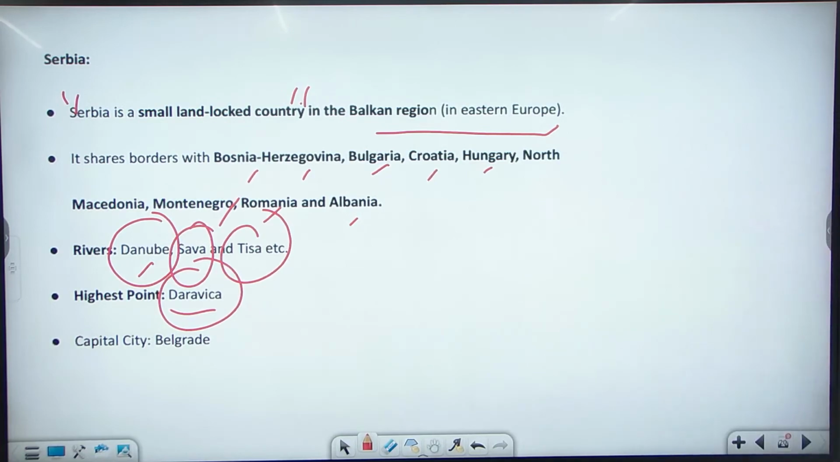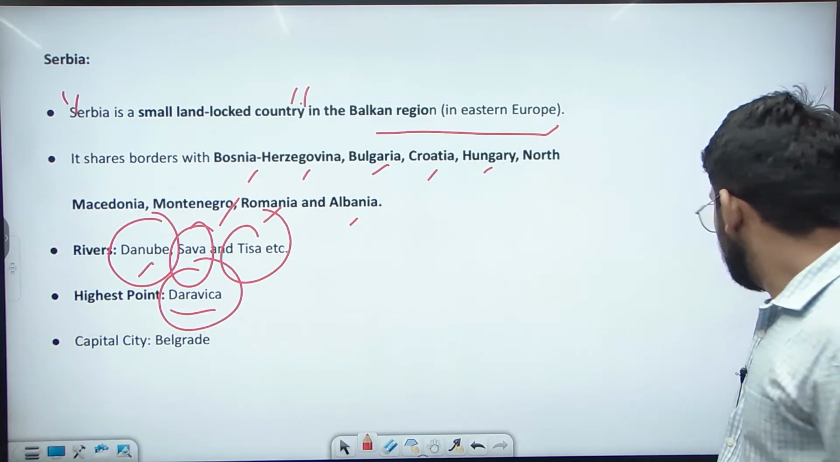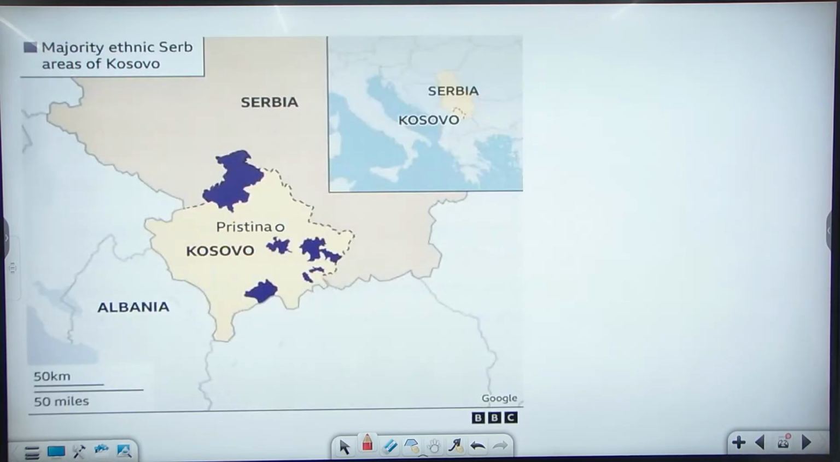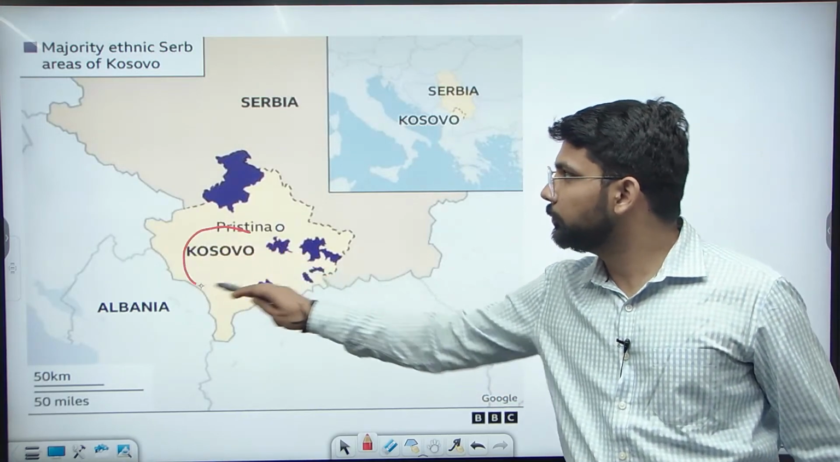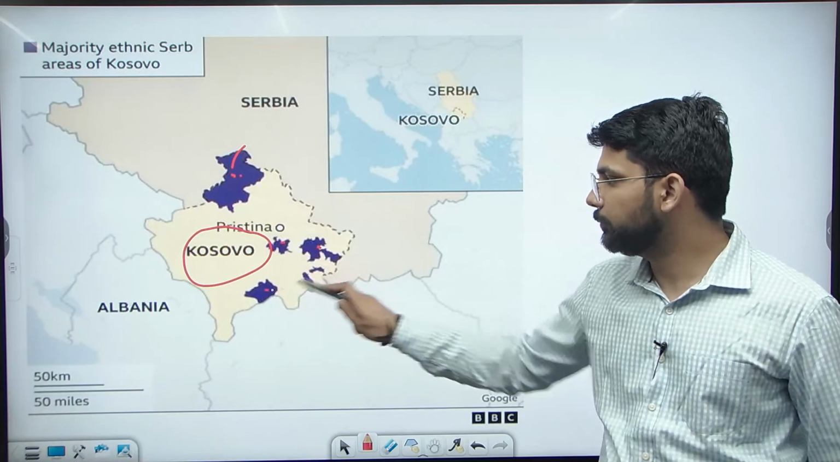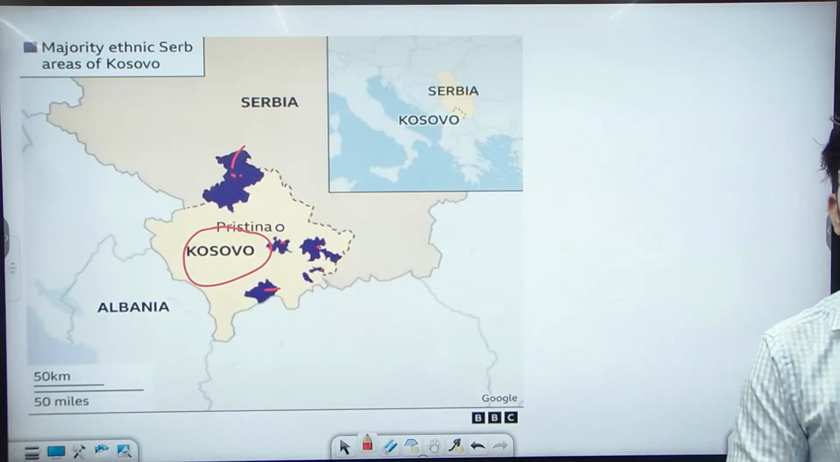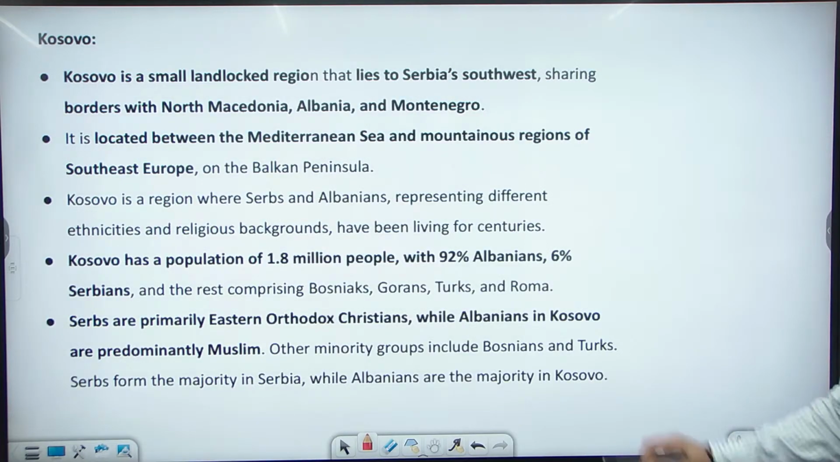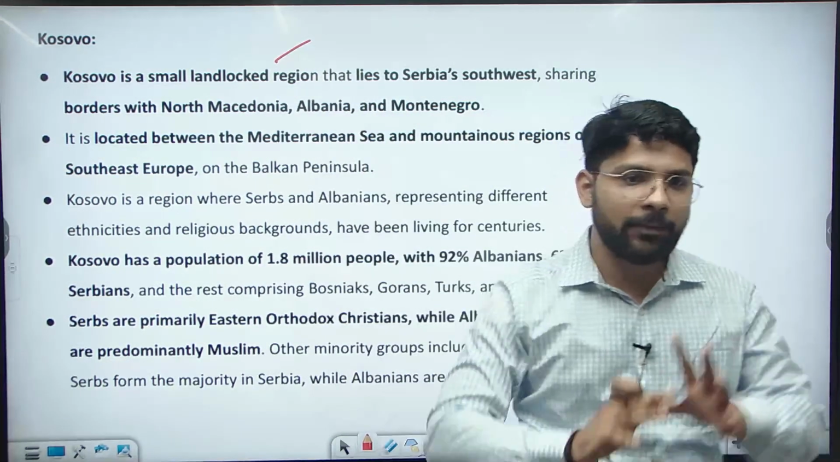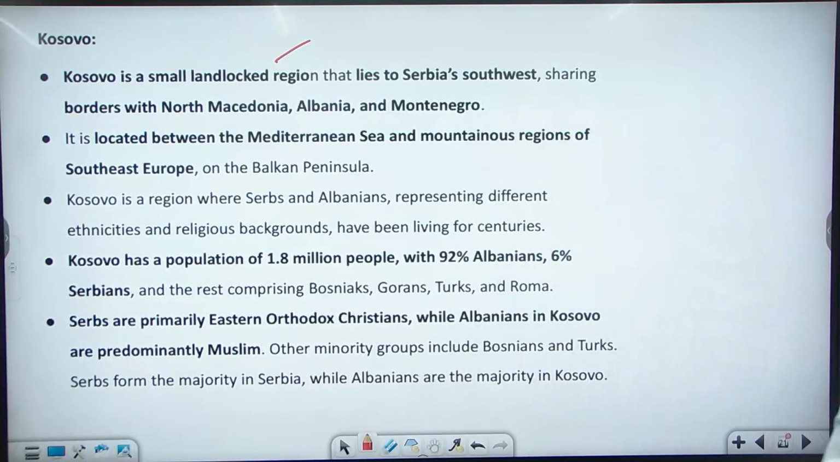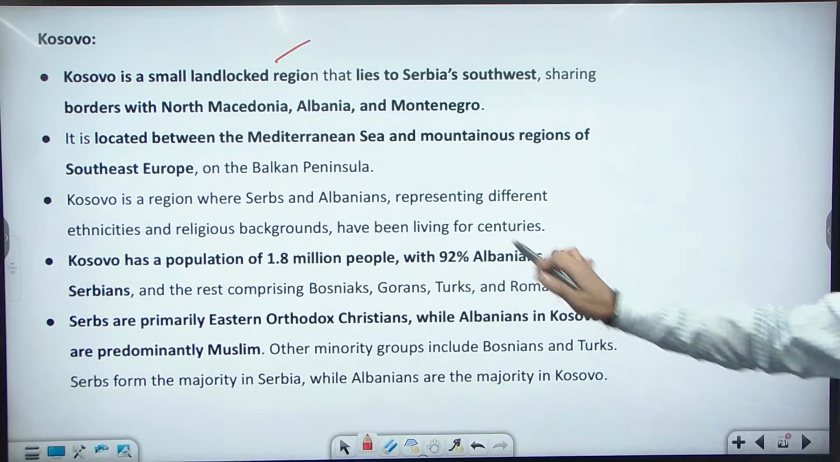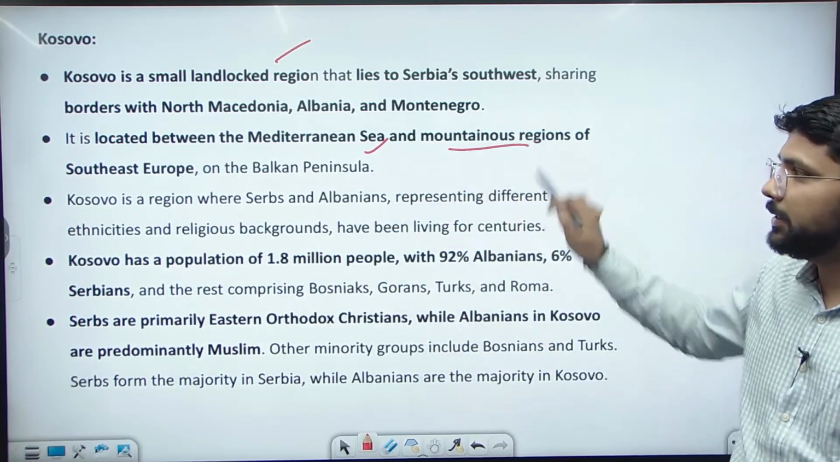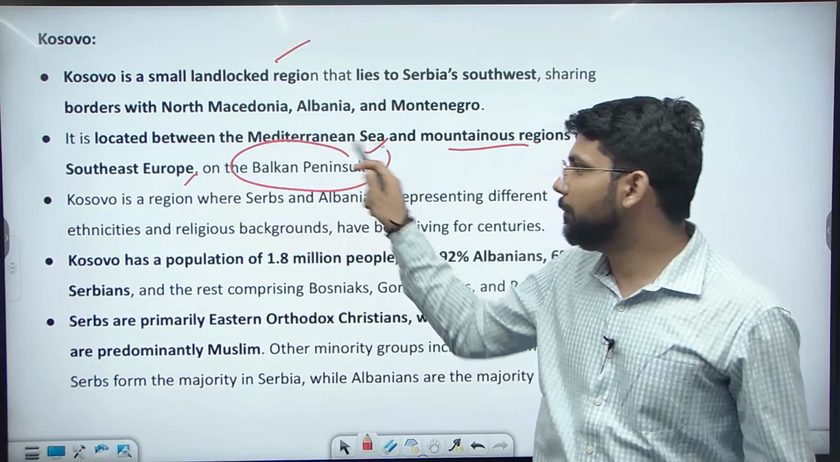So let's see by map. This is the map of Serbia and this is the region Kosovo, where the conflict is shown. Conflicted area in Kosovo and Serbia. Yes, it looks like POK, we can say. This is the issue here. And Kosovo is also a landlocked region. We will see a bigger map where we can see the countries bounding both of these countries. It is located between the Mediterranean Sea and the mountainous region of Southeast Europe, in the Balkan Peninsula.